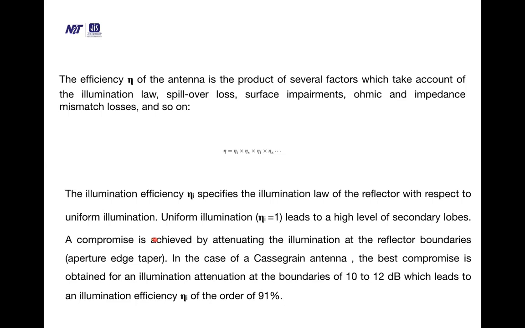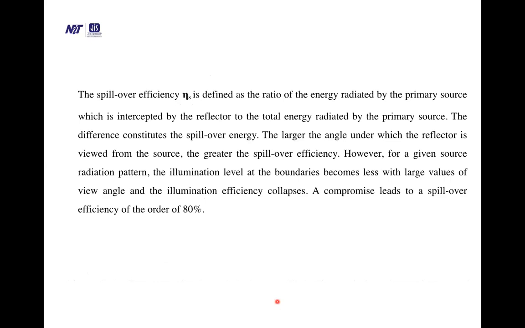So eta is equal to eta_i times eta_s times eta_f times eta_z. The illumination efficiency eta_i specifies the illumination law of the reflector with respect to uniform illumination. Uniform illumination, eta_i equal to 1, leads to a high level of secondary lobes. A compromise is achieved by attenuating the illumination at the reflector boundaries. In the case of a Cassegrain antenna, the best compromise is obtained for an illumination attenuation at the boundaries of 10 to 12 dB, which leads to an illumination efficiency eta_i of the order of 91%.